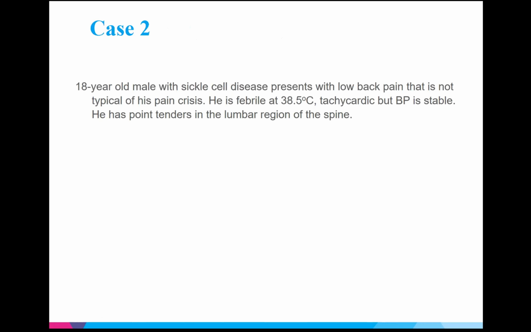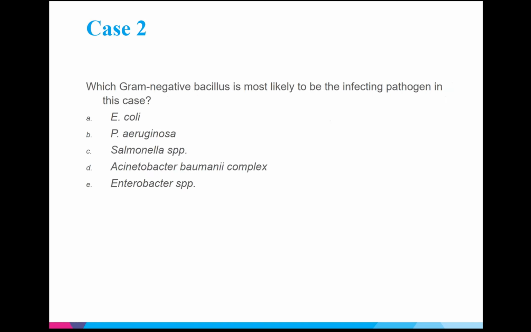Okay, case 2. I'm trying to make these like board questions, right? It's not a straightforward answer. So an 18-year-old male with sickle cell disease presents with low back pain that is not typical of his pain crisis. He's febrile at 38.5 degrees Celsius. He's tachycardic, but BP is stable. He has point tenderness in the lumbar region of the spine. So, which gram-negative bacillus is most likely to be the infecting pathogen in this case?